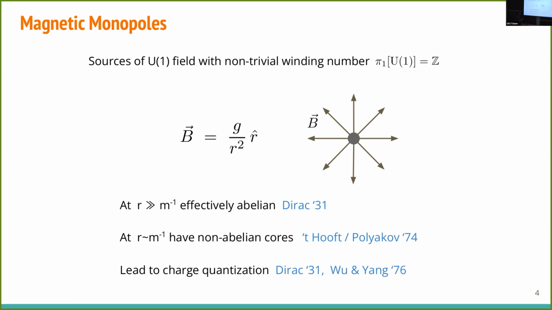Of course, when you approach their core, there's some UV physics here, which might be just non-abelian gauge theory in the case of topological monopoles, or it might be string theory or something else. For the purpose of this talk, we won't really look near the core, because that won't be necessary for our construction. And they also lead to charge quantization, famously by Dirac, and also formulated in a more topological language by Wu and Yang, who talked about a two-hemisphere definition of the gauge field around the monopole, which is sewed on the equator. And then for consistency on the equator, you need Dirac quantization.